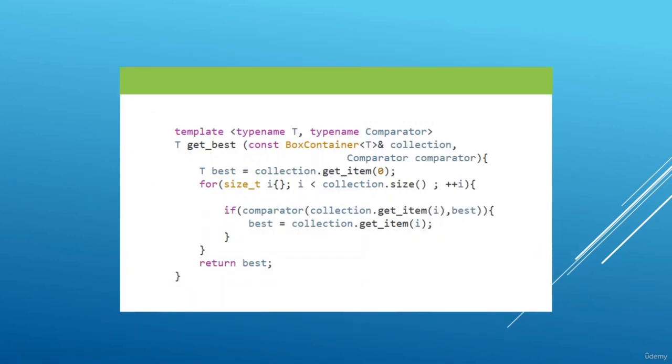So seeing what we have seen, it is really possible to pass anything as a comparator in our function here. The only requirement is that we should be able to compare two things with this comparator, and all we need is really the less than operator that we can use to compare things and get the best thing out of our box container of objects.